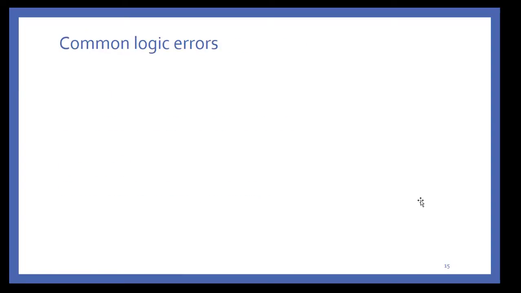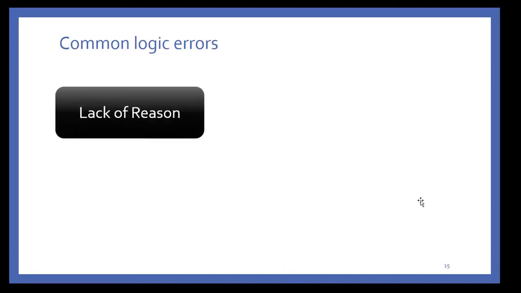Some common logic errors. Let's take a quick look at some of these. Our first one is lack of reason. This is when a statement is contrary to the common sense of the reader. For example, if I said New York City is a small town, you might be wondering, well, what in the world? 8 million people is not a small town.